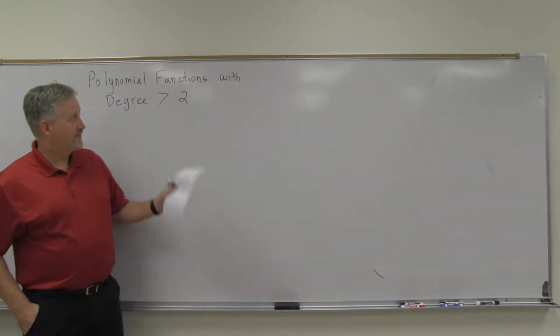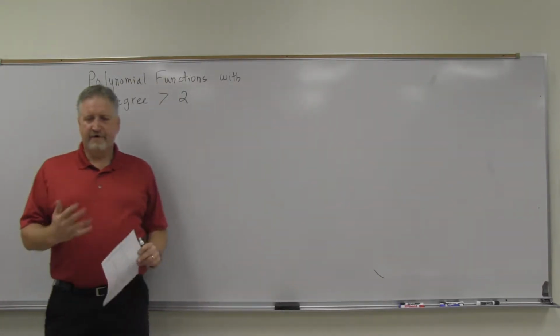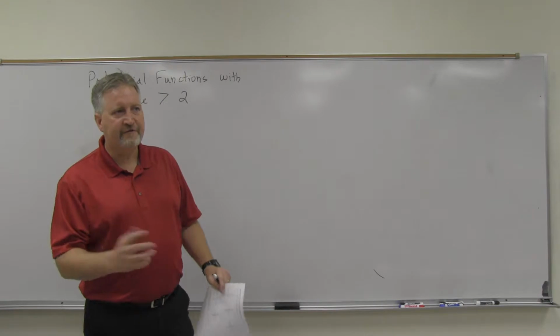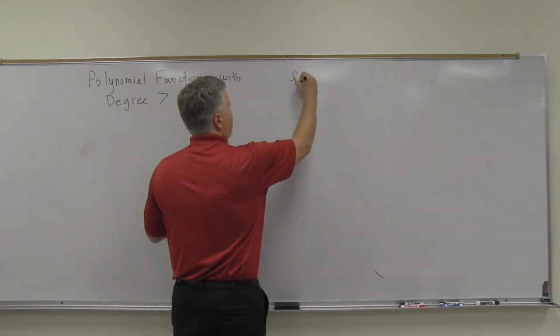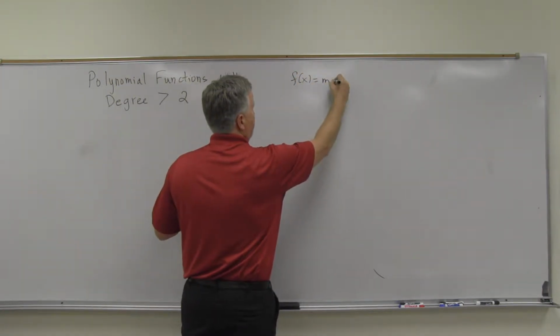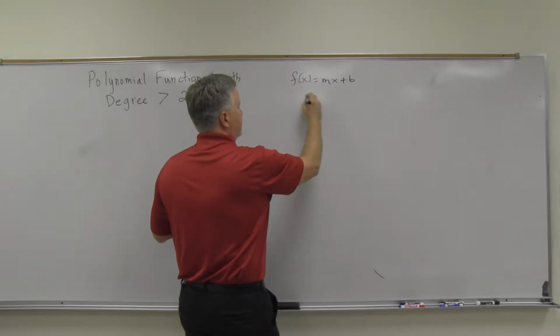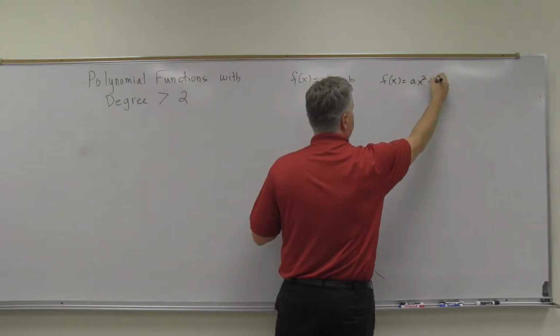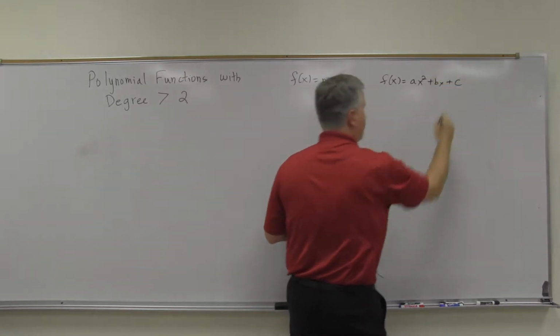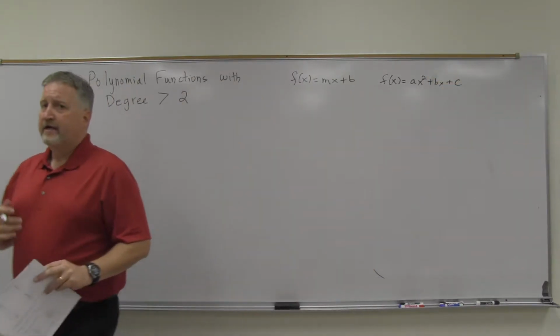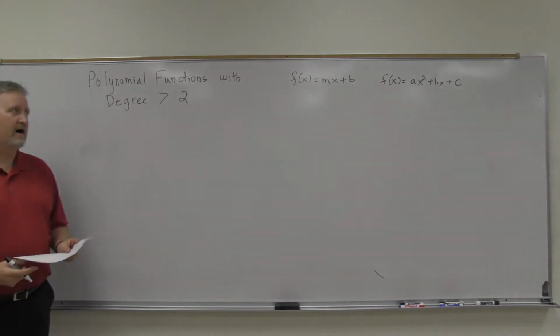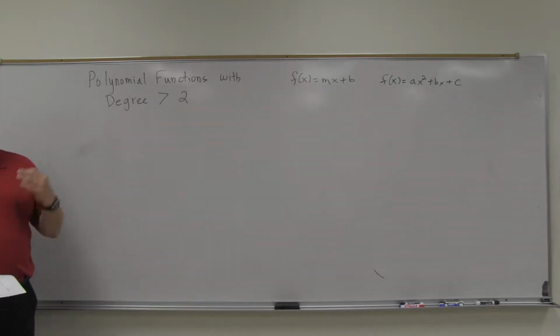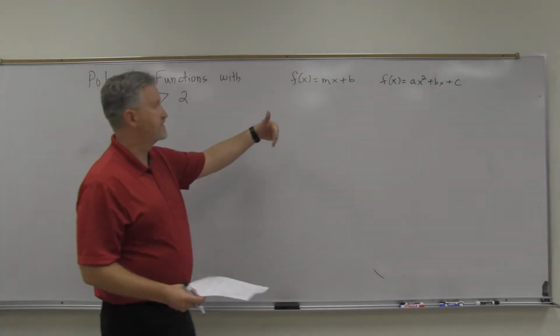So we've looked at functions here. We looked at the linear functions, f of x equals mx plus b, the lines. We've looked at functions, f of x equals ax squared plus bx plus c, the quadratic functions. Well, another name those go by are polynomial functions. Those are examples of polynomial functions.